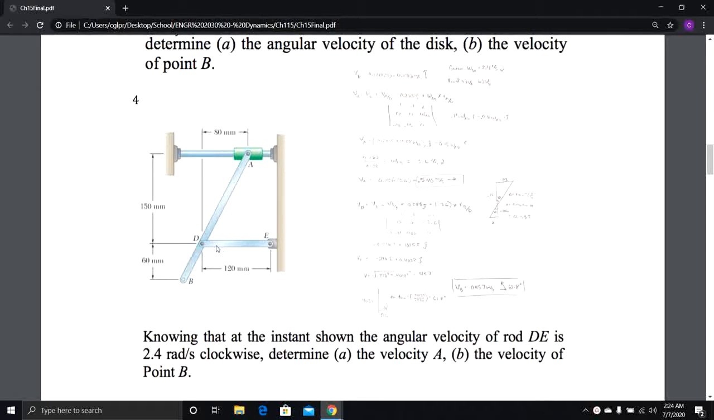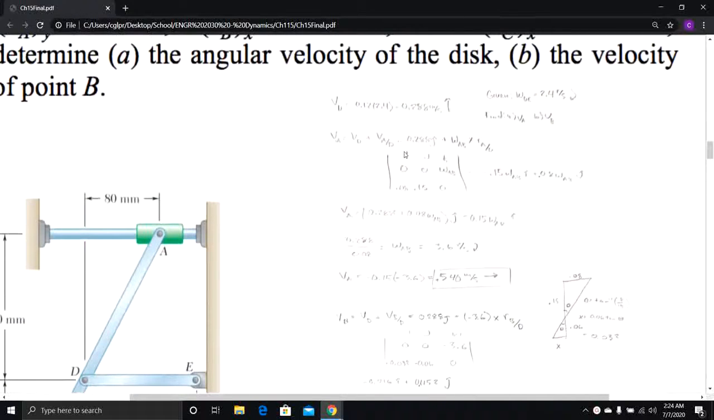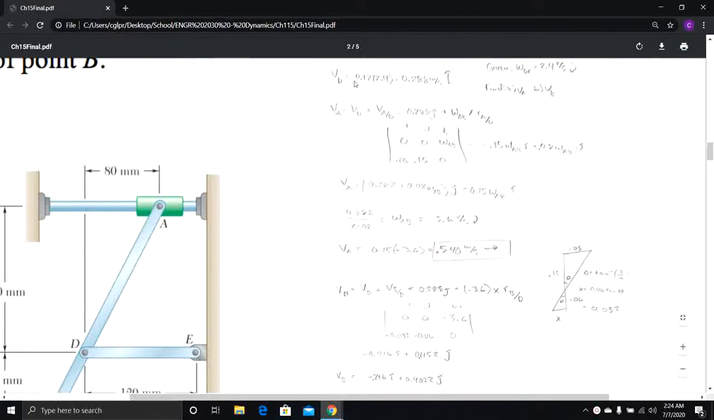Alright, for question 4, D is rotating counterclockwise. It has to find the velocity of A and the velocity of B. A is going to slide here, so it's going to be constrained in the I, or the X direction. I'm able to easily find the velocity of D. I can then use that to help me find part of two equations that I'm going to need to use to be able to solve for the velocity of A and B.